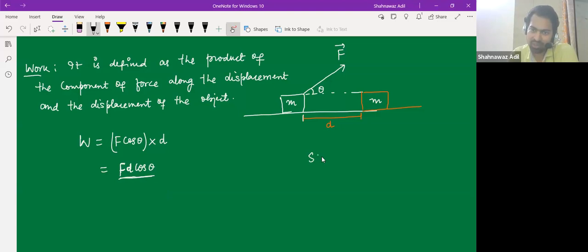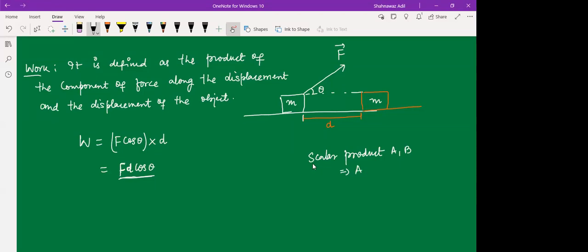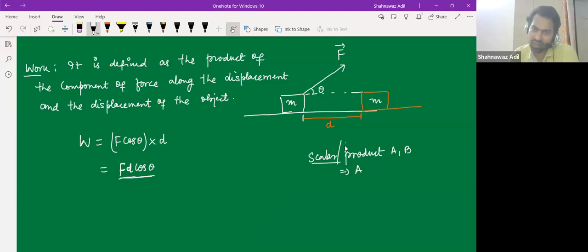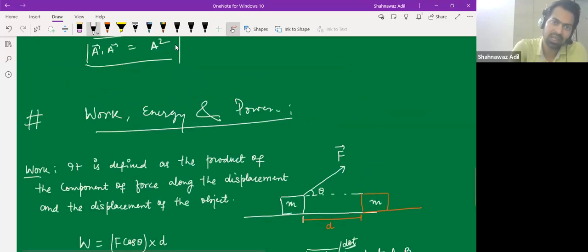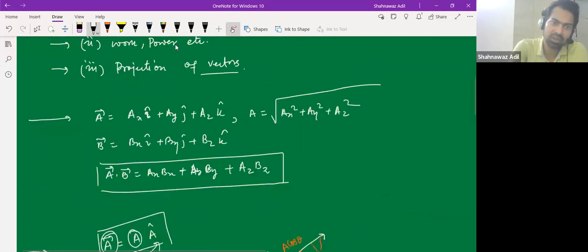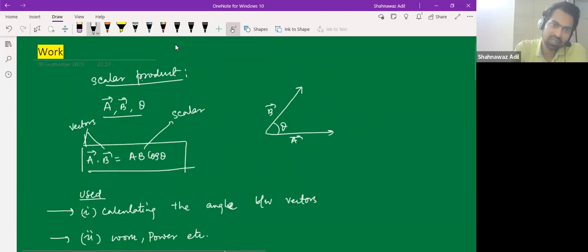So scalar product. We just talked about this. What is a scalar product? Let's say you have A and B. It's a dot product. We can say scalar product, and it is also defined like a dot product. Why are we calling it scalar product? Because we get a scalar quantity. So we can write it as a dot product or scalar product.